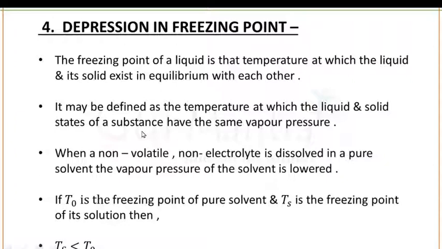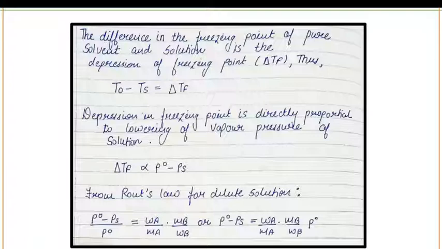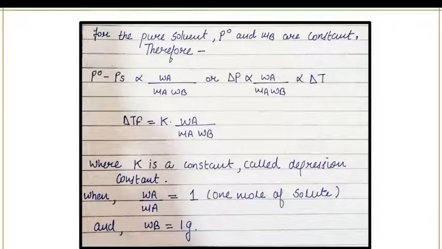So, when a non-volatile, non-electrolyte solute is dissolved in a pure solvent, the vapor pressure of the solvent is lowered. Okay, so to calculate the value of depression in freezing point, we have a very big derivation, but you don't need to learn that derivation.